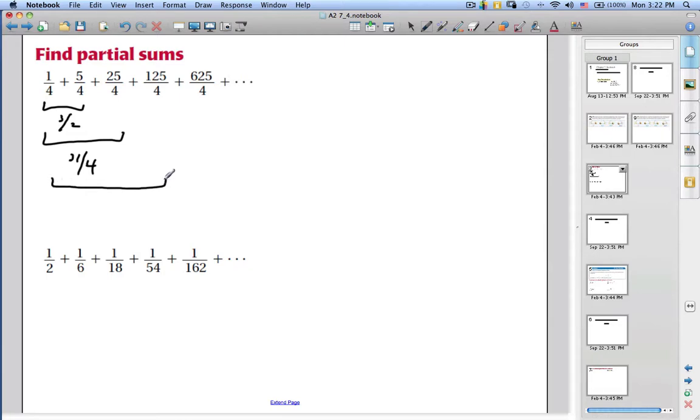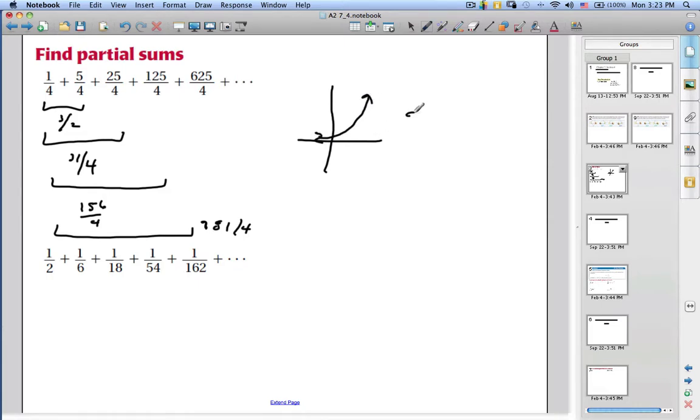And if you look at this one, if we take the 31 plus 125, then that's 156/4. And if we add that to 625, then we're going to have 781/4. So you can see how with each new term that I add, my growth is becoming greater and greater and greater. This is an exponential growth function. So this is what it looks like when you have growth.